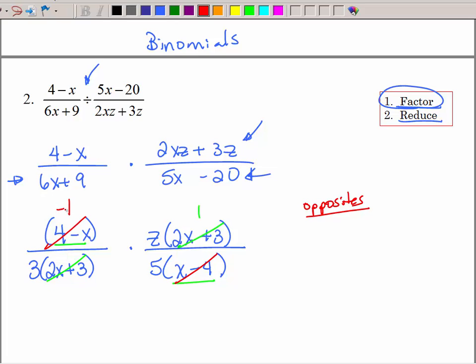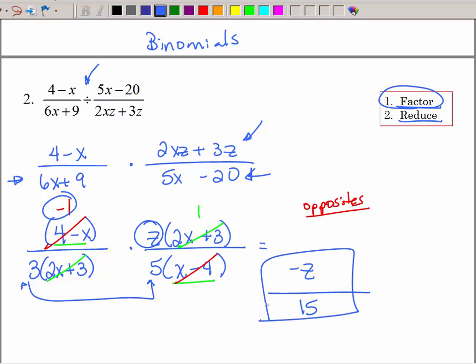And again, you can leave that negative 1 on top or bottom, just not both. My habit is to leave it up top. So my answer is negative 1 times z. And on the bottom, all I have left is 3 times 5, which is 15. So I actually did do some multiplication, but it's not really till the end. So the directions are a bit misleading. You've got to know to factor and then reduce.